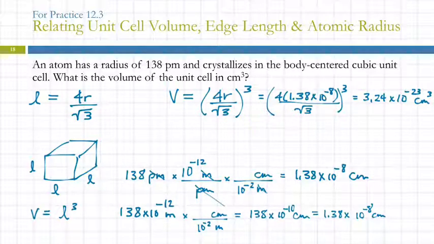Anybody else get that number? That's a really small number. Is that okay? What are we finding the volume of? A unit cell. How many atoms are in a body-centered cubic unit cell? 2. So 2 atoms, this should be crazy small volume, right? In centimeters cubed. So we're okay. Any questions?